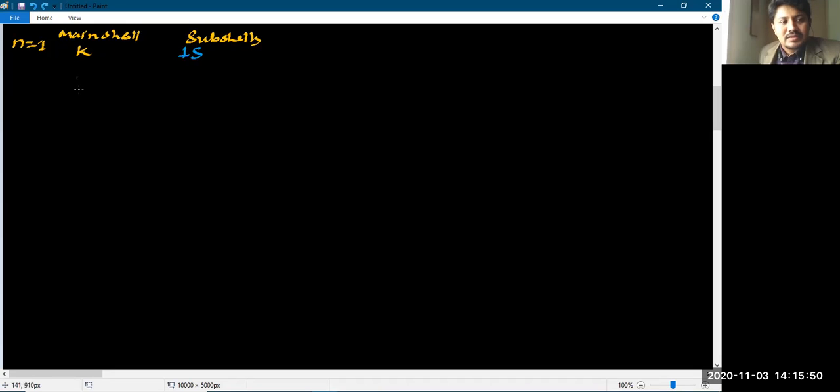Next, L is the next shell. This has the subshells 2s and 2p, with n equals 2. And if n is equal to 3, the main shell is M. It has subshells 3s, 3p, 3d, and then n equals 4.